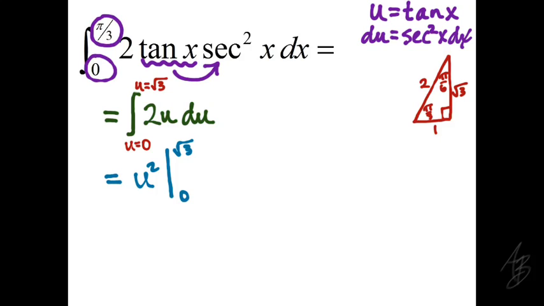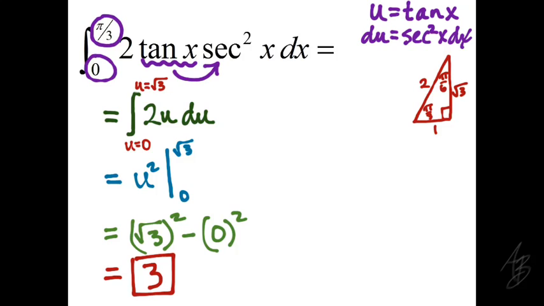So we get u squared evaluated from 0 to the square root of 3. And so that's going to be the square root of 3 squared minus 0 squared, which gives us an area of 3. We would get the same answer of 3 if at this point we put the tangent of x in here and had the tangent squared of x, but then we would want to use 0 and pi over 3 to evaluate that instead of the square root of 3 and 0.